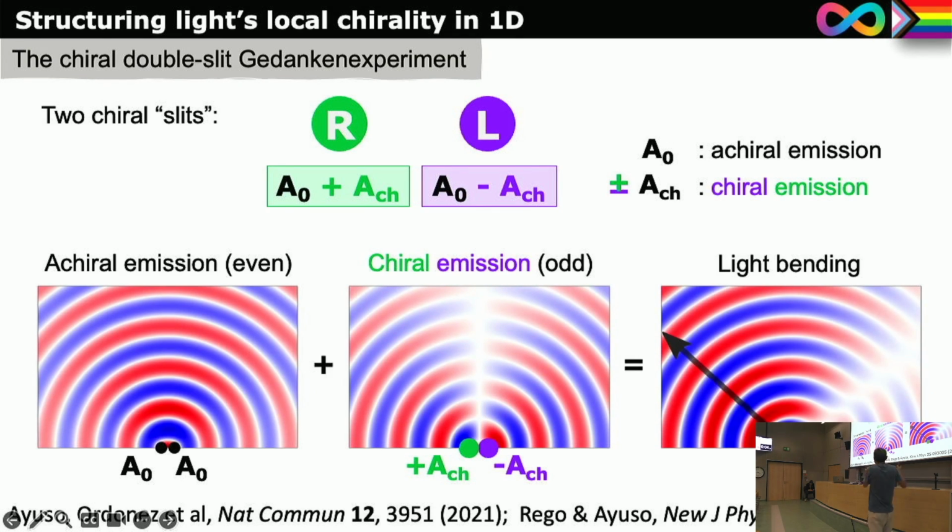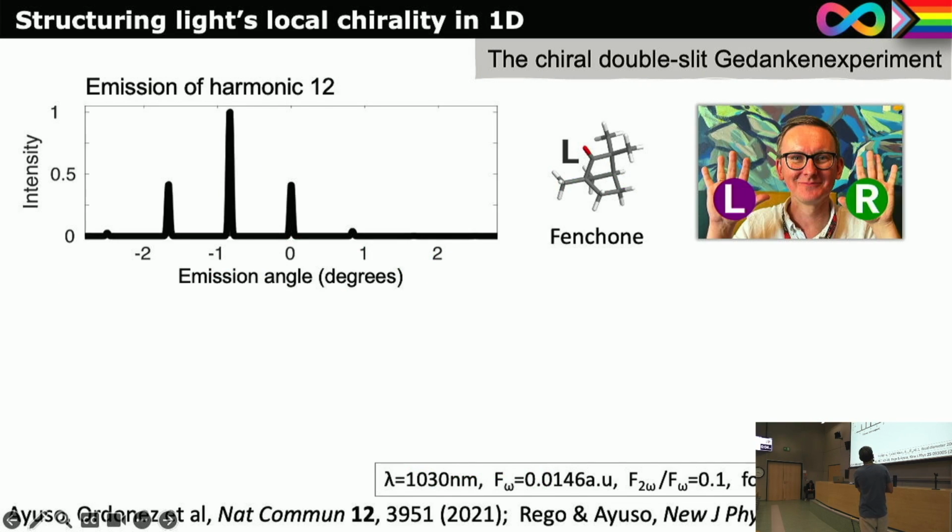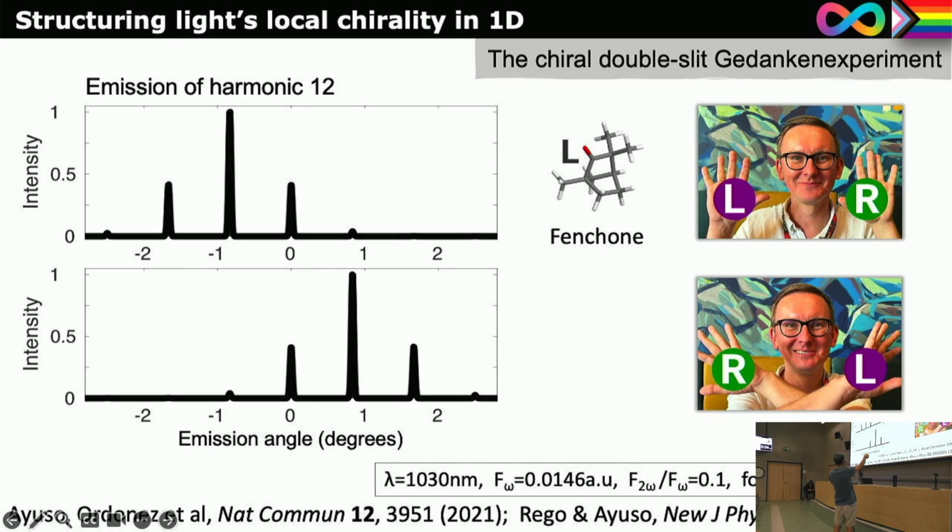These Gedanken experiments can be realized using light that has polarization and chirality, and randomly oriented chiral molecules. We did numerical simulations in randomly oriented targets, and we saw that if you have a field with this structure of chirality, a left-handed target, then harmonic emission at this harmonic number is emitted preferentially to the left. But if you keep the same molecule and change the polarization and chirality of the field, the molecules emit preferentially in the opposite direction. You can change the direction of emission either by changing the polarization and chirality of your field or by changing the chirality of the molecules.